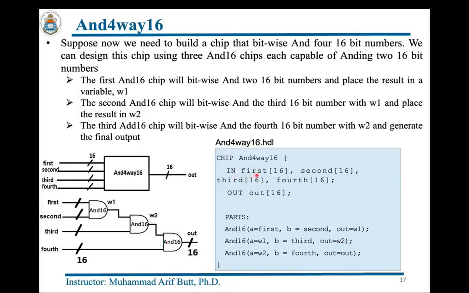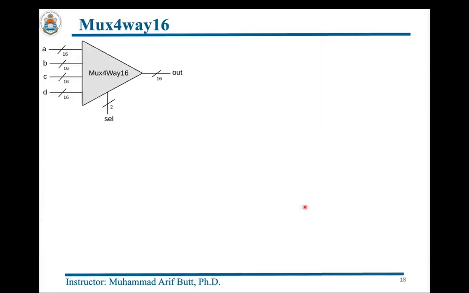The chip interface contains first, second, third, and fourth, four 16-bit numbers as shown over here, and a single output, out, which is again 16-bit. And as far as chip parts are concerned, I have just used 3 AND 16 chips. In the first AND 16 chip, I have given A as first, this first number, B as second, this second number, and out is W1. I hope the code makes sense to you all. And on the same pattern, you can do it with the MUX 4-way 16 as well.